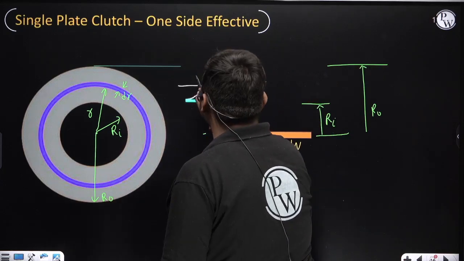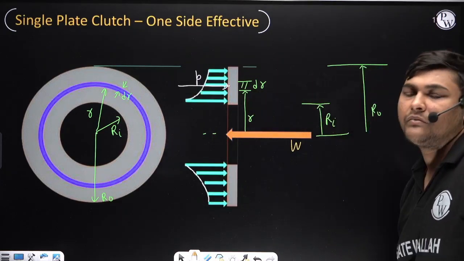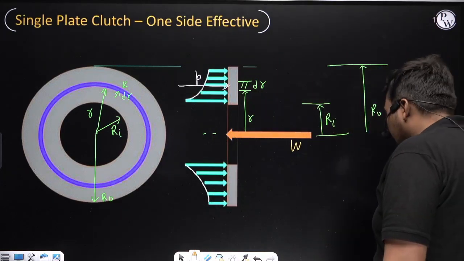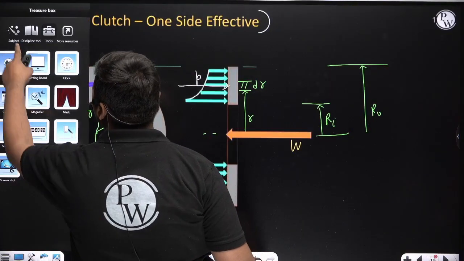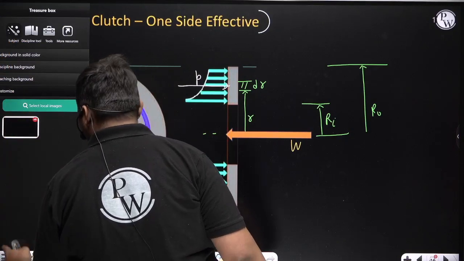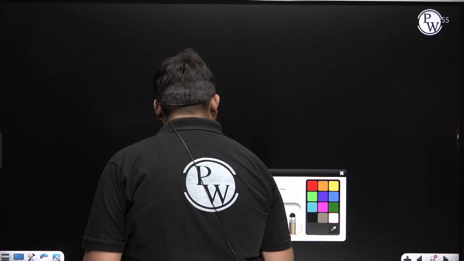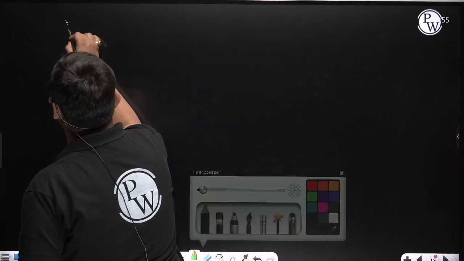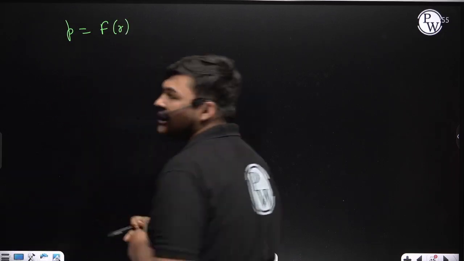What is small p? Small p is pressure at a radial distance r from the center line. In an exam, pressure as a function of r will definitely be given by the examiner.